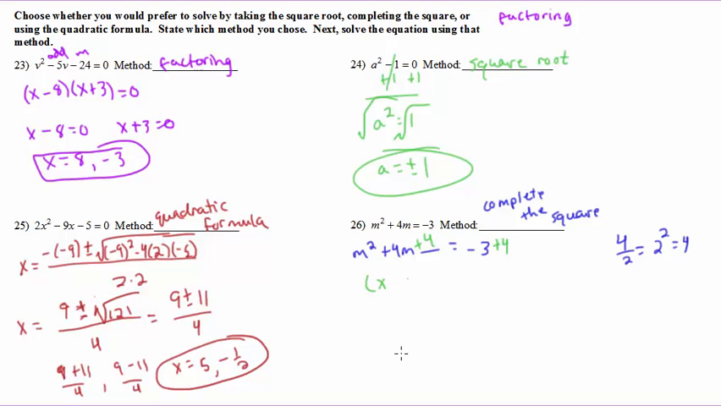We can factor m squared plus 4m plus 4 into m plus 2 squared. Negative 3 plus 4 is 1. I can then square root both sides and get m plus 2 equals plus and minus 1. Subtract 2 so that m equals positive 1 minus 2 and negative 1 minus 2. So my answers are negative 1 and negative 3.